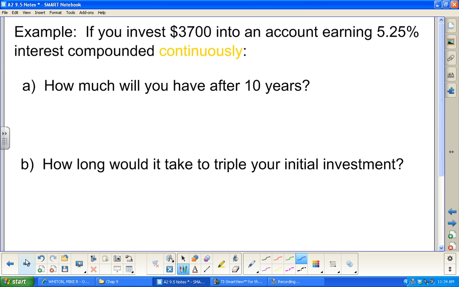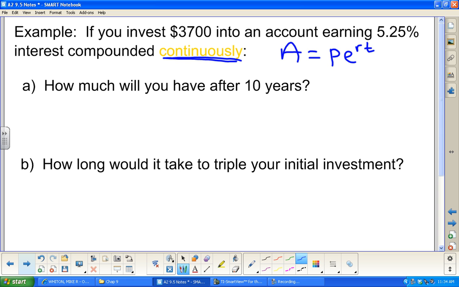And the way you're going to know it's one of these problems is that it's compounded continuously. So if you invest $3,700 into an account earning 5.25% compounded continuously, how much will you have after 10 years? That's the only difference here. When you see that word, you know that it's the one that uses the E. So it's like P E R T, pert. If it's continuous, P times E to the RT.